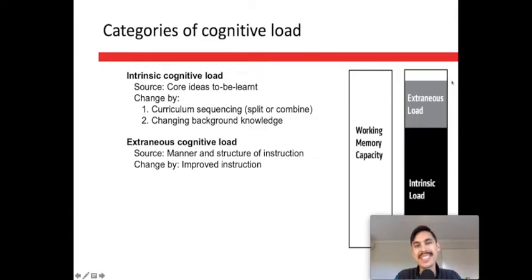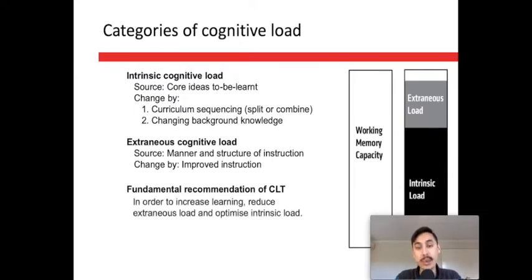So this actually brings us to the key recommendation of cognitive load theory, or the fundamental recommendation, and that is, in order to increase learning, we must reduce extraneous load and optimize intrinsic load. So Ian, you asked for a practical strategy, and this is basically what we're trying to do whenever we try to use cognitive load theory to optimize instruction.